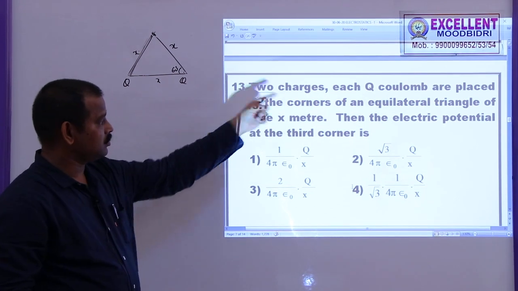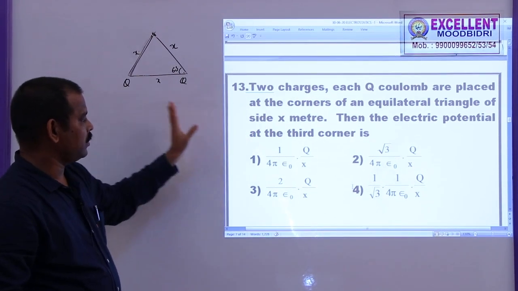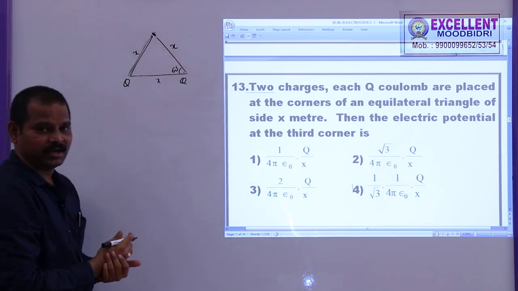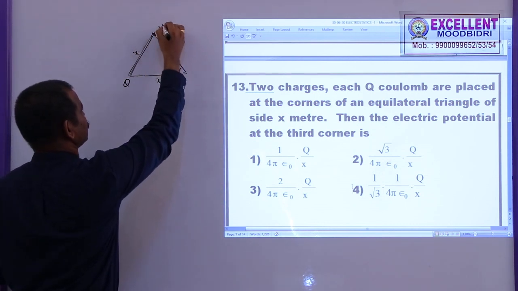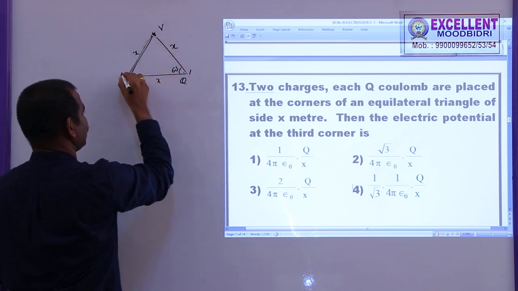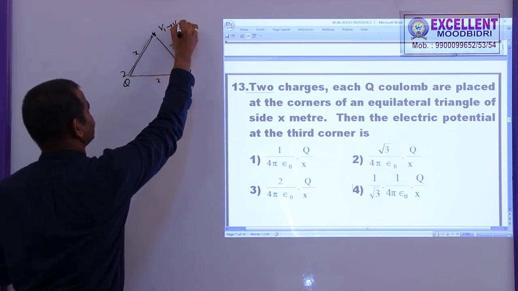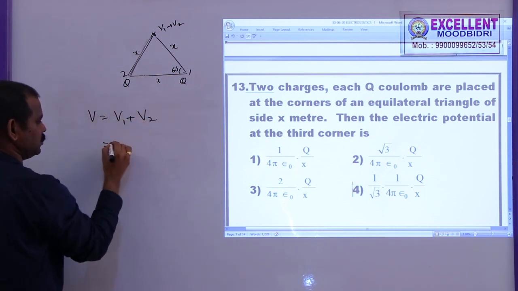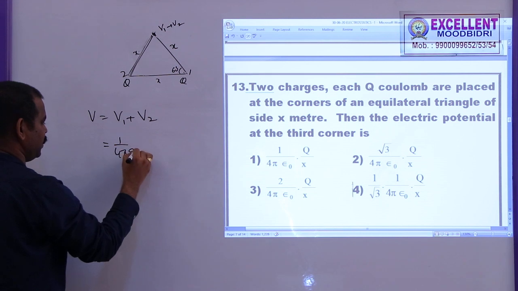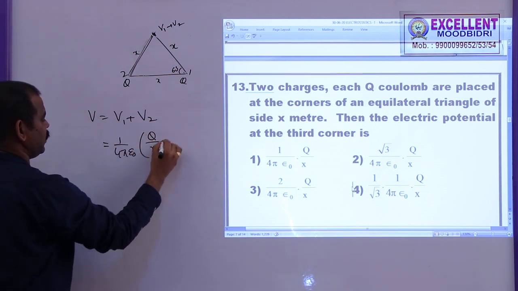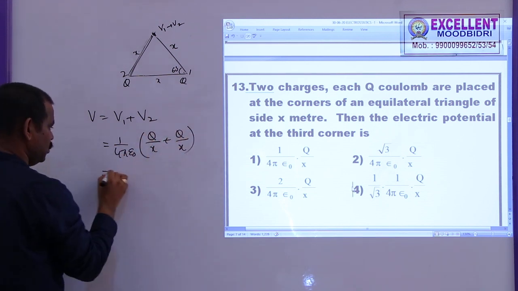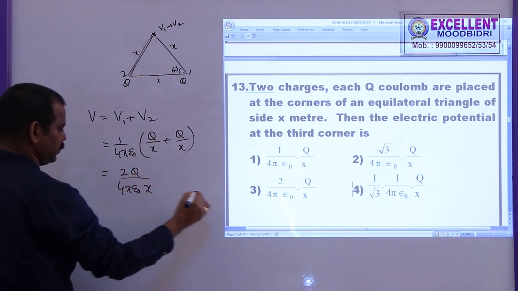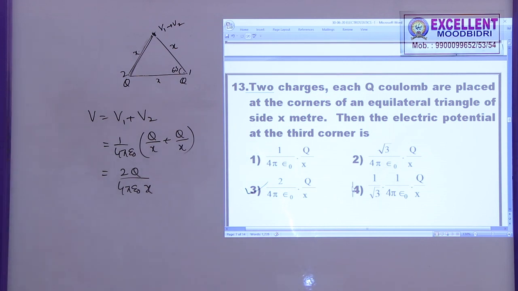Here two charges Q each are placed at the corners of an equilateral triangle of side x. Find the electric potential at the third corner. Electric potential is a scalar, so the potential here due to this charge, let me take this as point 1 and point 2, is V1 plus V2. The total potential is the sum of the potentials due to the two charges, which is 1 by 4 pi epsilon naught, charge Q by x plus charge Q by x, which is 2Q by 4 pi epsilon naught x. So option 3 is correct.